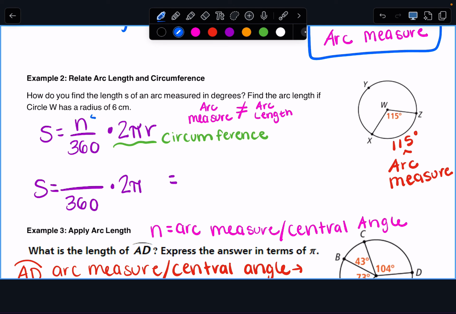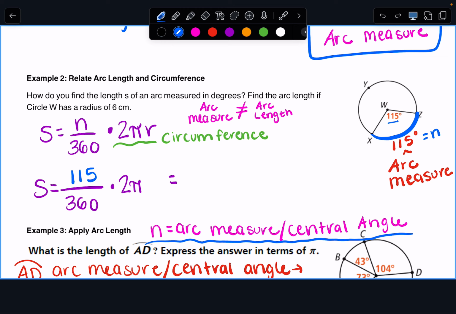N right here, N stands for the arc measure of that angle that we're trying to find the length of, or what we just learned is that's the same thing as the central angle. So we are going to try to find the arc length of XZ. In order to find the length, I need to know the arc measure. That is the N value. And since the central angle is 115, the arc measure is also 115. So that is the number that's going to go in for N. N is, again, either option 1, the central angle, or the arc measure. Those will always be the same number.